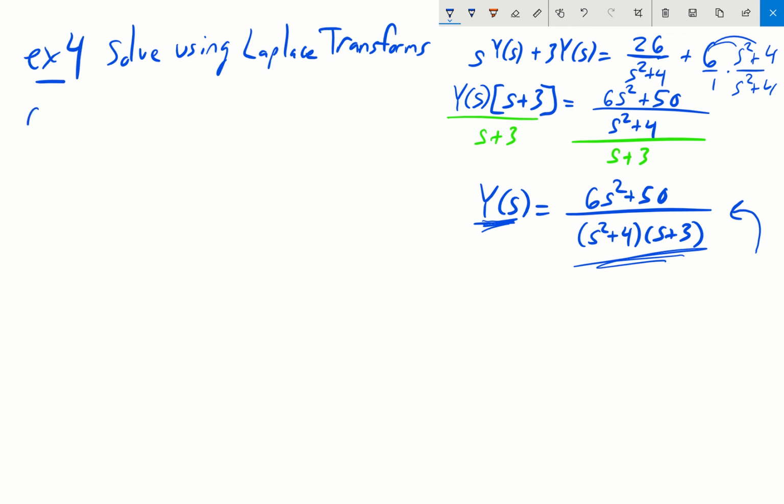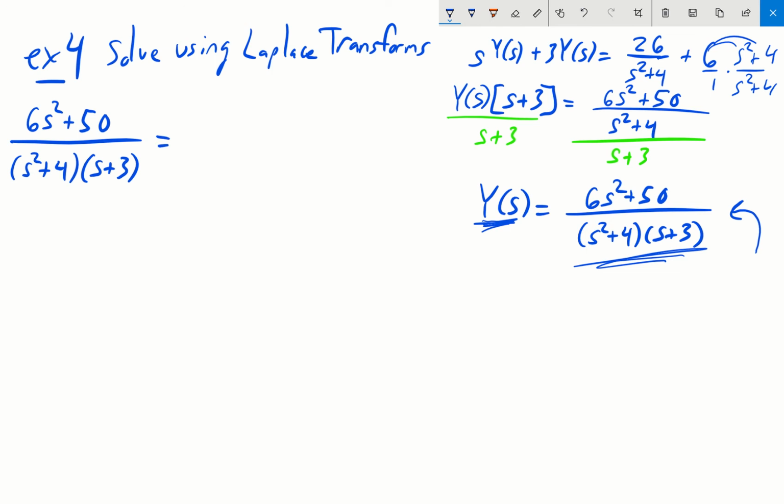So starting off, we have (6s squared plus 50) divided by (s squared plus 4) times (s plus 3). And now it's going to decompose. And here's what's going to happen with our decomposition.